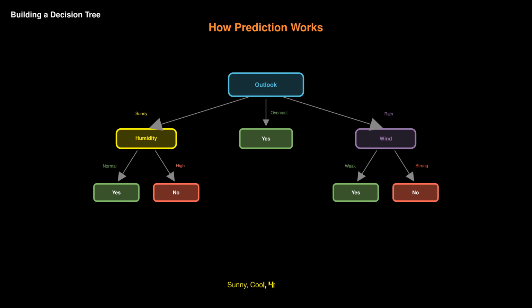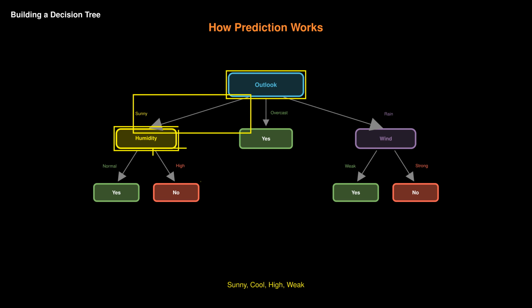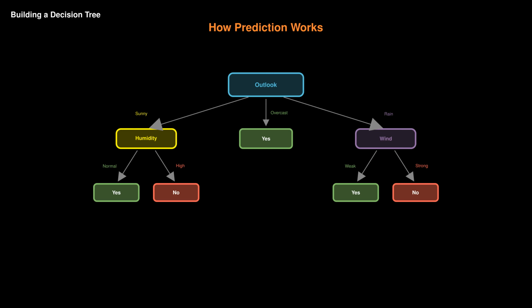Using the tree is simpler than building it. Take a new day: sunny, cool, high humidity, not windy. Start at the root. Outlook is sunny, go left. Humidity is high, go left again. We reach a leaf. No, don't play.